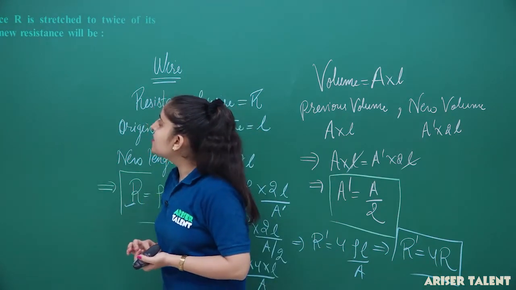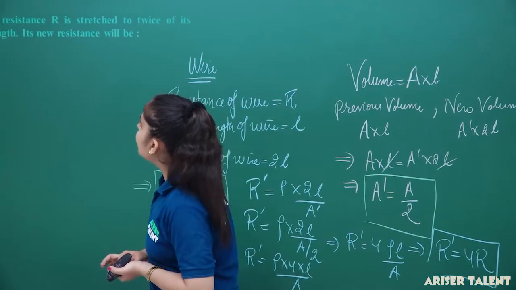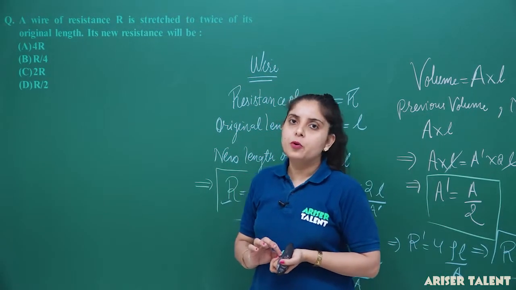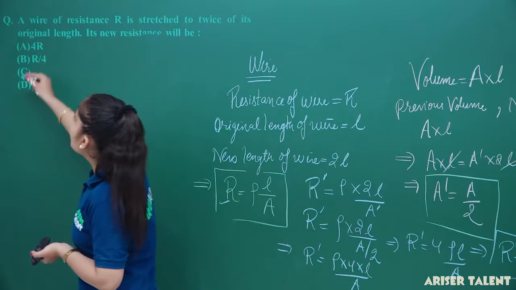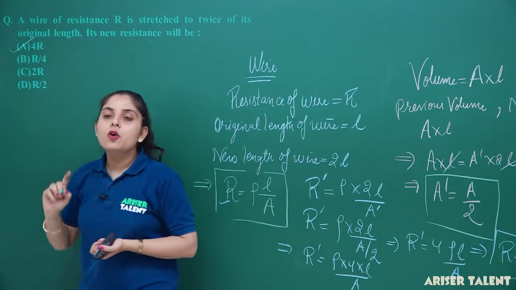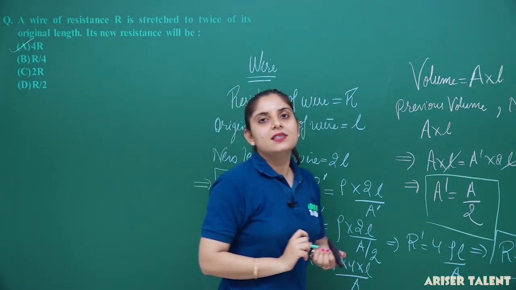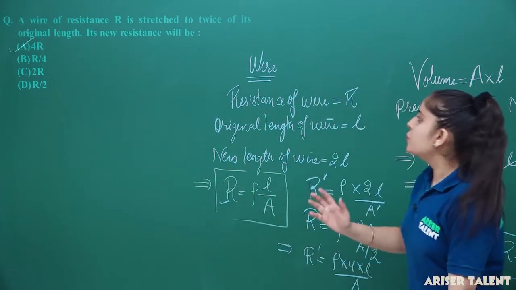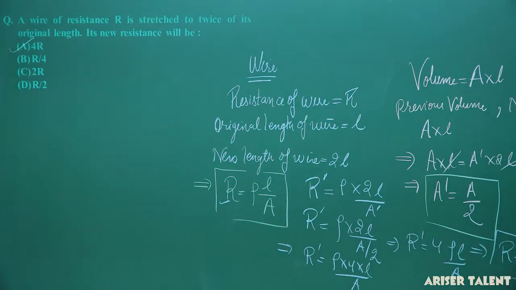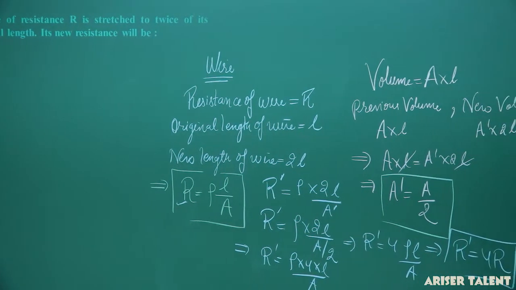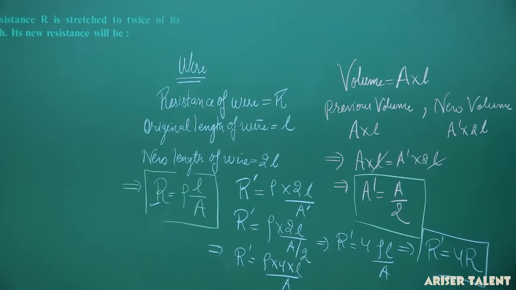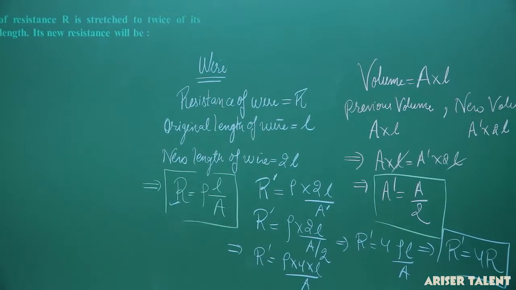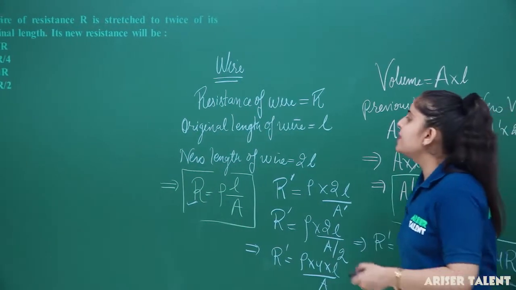Now let us check the options here. The new resistance will be 4R, R upon 4, 2R or R upon 2. So which is the correct option here? 4R, because the new resistance will be 4 times the previous resistance. So this is again a very interesting question we have. Just copy this solution from here. Now let's move to the next question in this sequence.